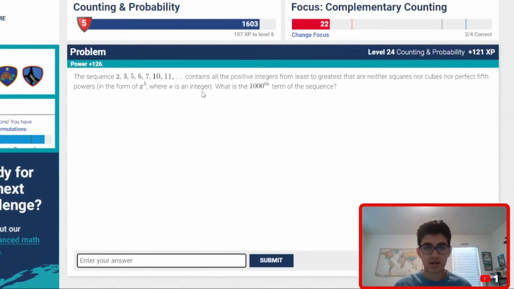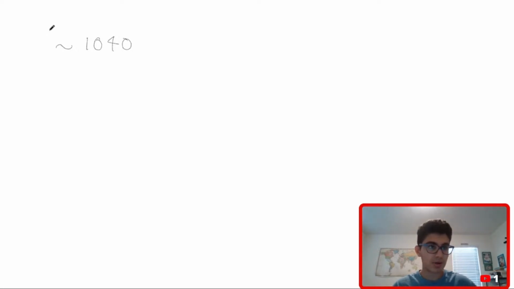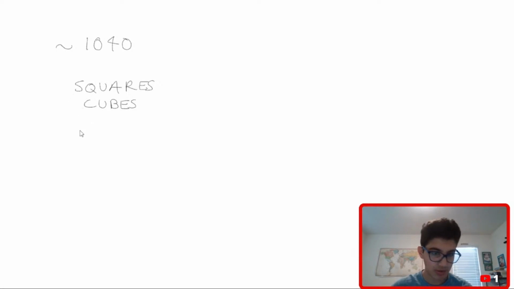Now we need to look at how many things there are, right? How many squares, cubes, or perfect fifth powers there are. Remember though that obviously there are some that are repeats, like 2 to the 10th is both a square and a fifth power. So 2 to the 10th will fall over here. So we need to figure out how many squares are there, how many cubes are there, how many fifth powers are there.